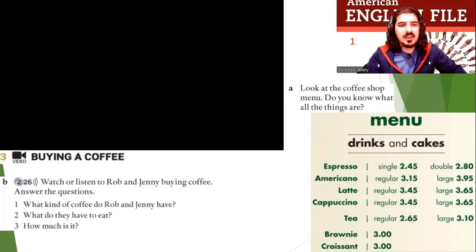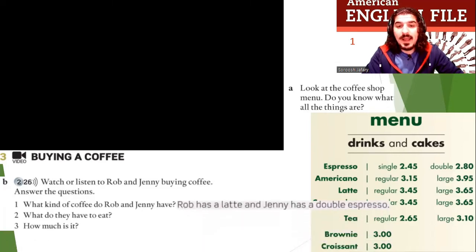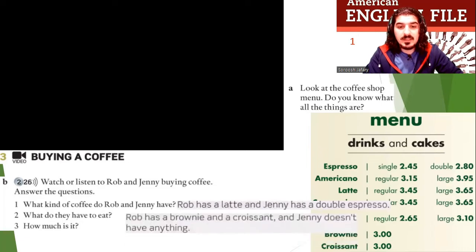Change, right? So number one, what kind of coffee do Rob and Jenny have? Rob has a latte and Jenny has a double espresso. Number two, what do they have to eat? Rob has a brownie and a croissant and Jenny doesn't have anything. And how much is it? Do you remember? 12.45 pounds. Good. You did very good.